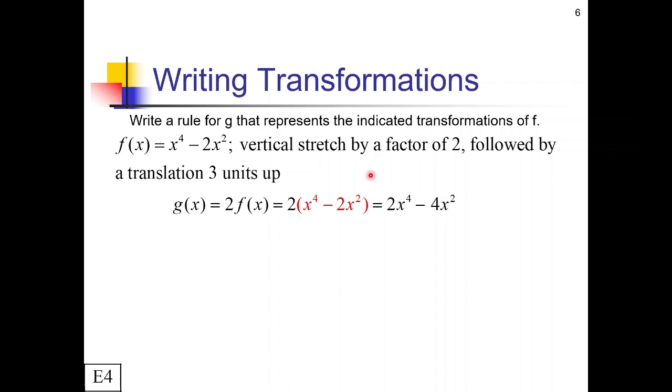Now I also need to do a translation 3 units up. So I'm going to take the g function and I'm going to transform it into what I'm going to call the h function, which is just going to be g of x plus 3. Well, here's all of g of x. It's just 2x to the 4th minus 4x squared. So I'm just going to stick that right here where the g of x is and put a plus 3 on the end. So there's the g of x. There's my plus 3. And that's it for this one.